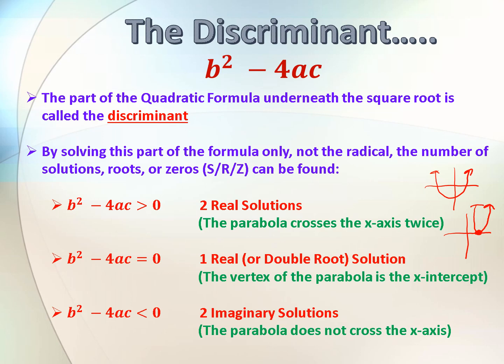Now, if b squared minus 4ac is less than 0, that means it's going to be negative. And that means that you're going to have two imaginary solutions. So in terms of the graph, what that means is that my parabola will never cross the x-axis. So now let's practice finding the discriminant.